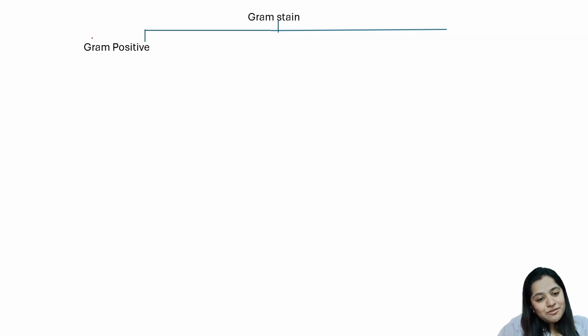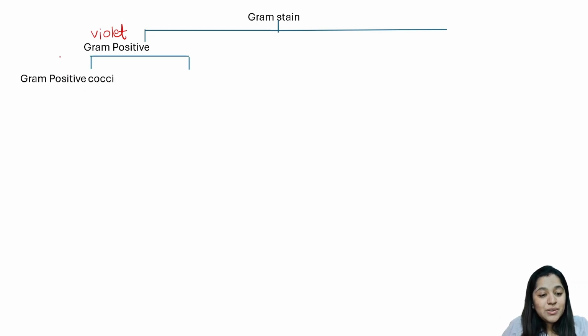Now, you have done your gram staining. So, after gram staining, what will you see? You will see your gram positive bacteria, which are violet in color. Now, these violet color bacteria, you will see in two shapes. First shape is circular. If it's circular, it is gram positive cocci. If it's like rods, it's gram positive bacilli.